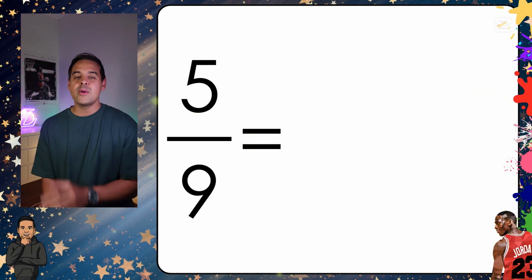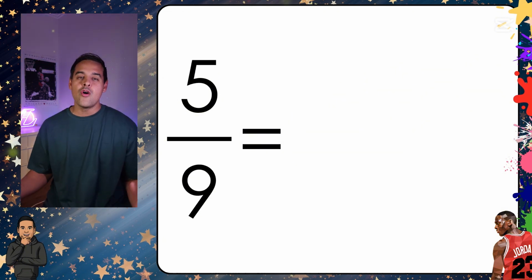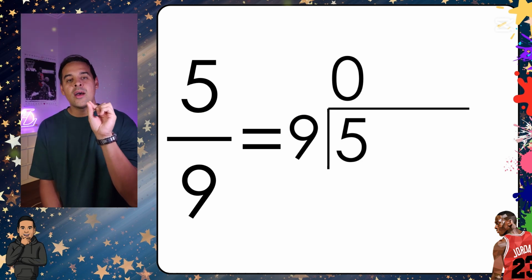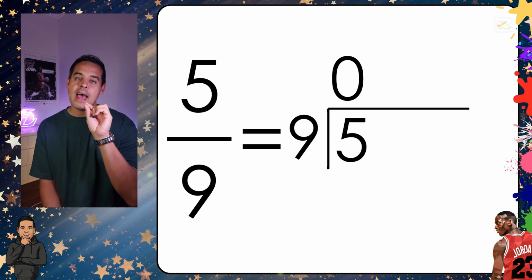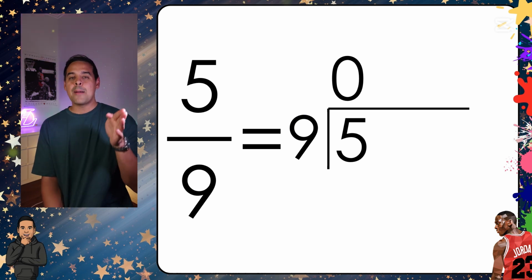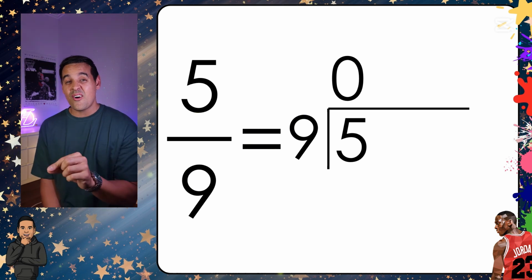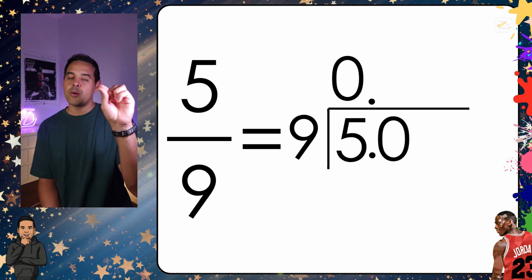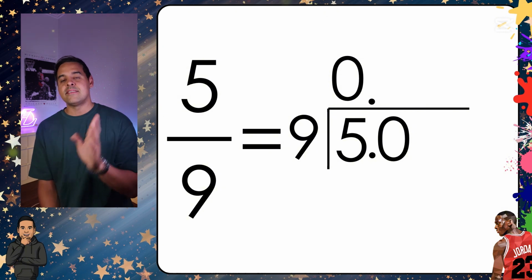So, our last question here is going to be 5/9. Now remember, division algorithm with our 9 on the outside and our 5 on the inside. How many 9s can fit evenly into 5? That answer is 0, it's already there for you. The next step is a decimal point high, a decimal point low, and a 0.